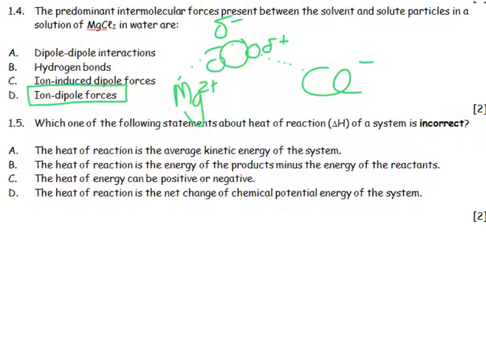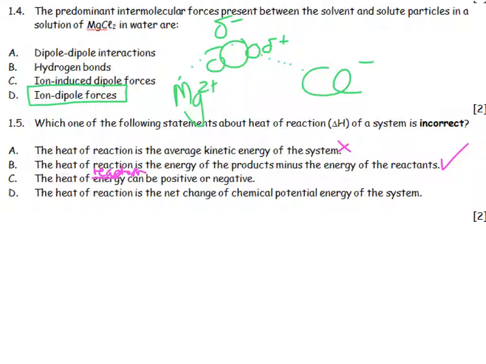Which one of the following statements about the heat of the reaction is incorrect? So, the heat of the reaction is the average kinetic energy of the system. No, that is got to do with enthalpy, and it's not even enthalpy directly. The heat of the reaction is the products minus the reactants. That's true, the energy of the products minus the energy of the reactants. Heat of the reaction, sorry, that should be reaction.